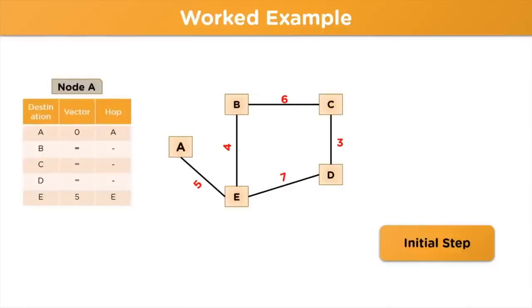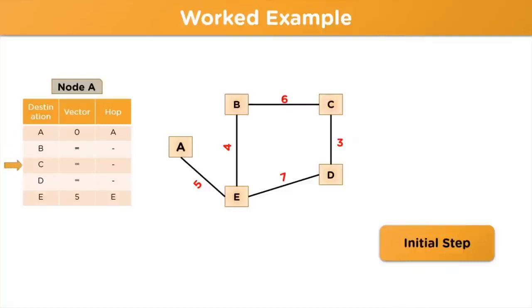This is the routing table for node A, where we have destination as A. That means destination is A from node A, so the distance vector should be 0. Then we have destination as B. Let's take a look. In this given example, there is no given connection between A and B. That means this distance vector would be infinity.